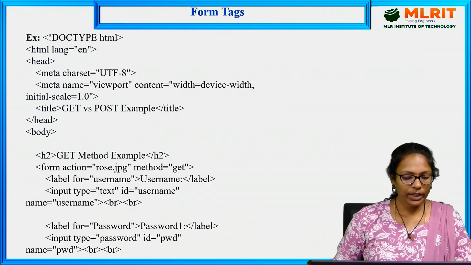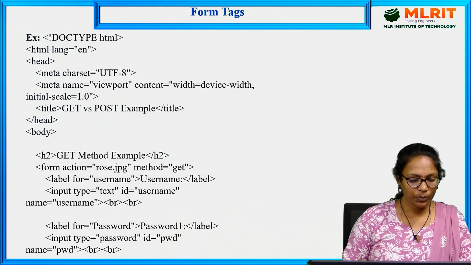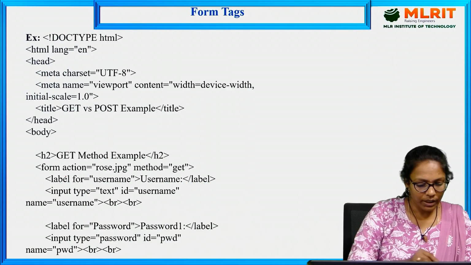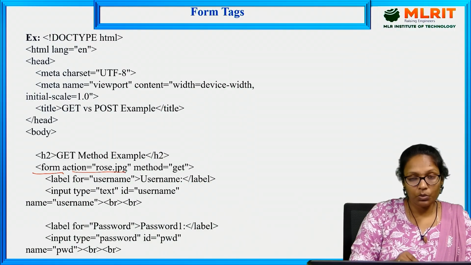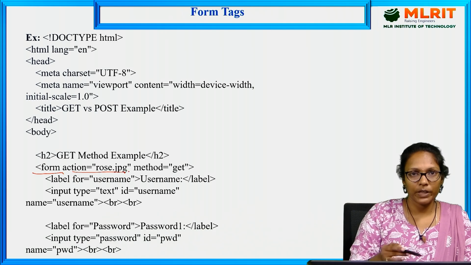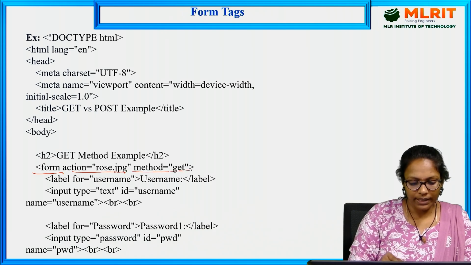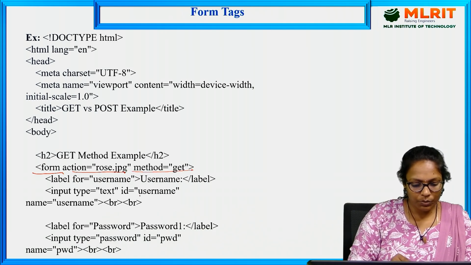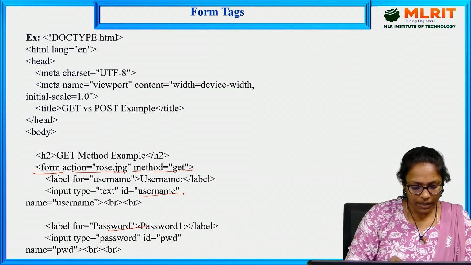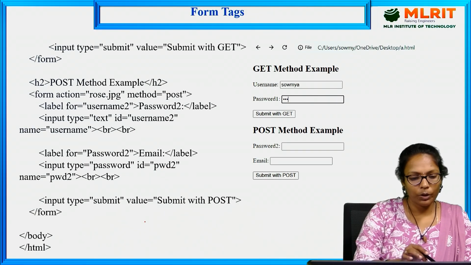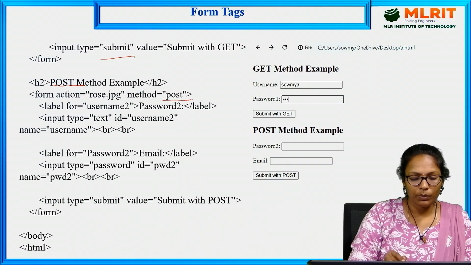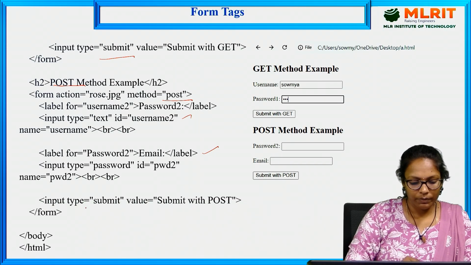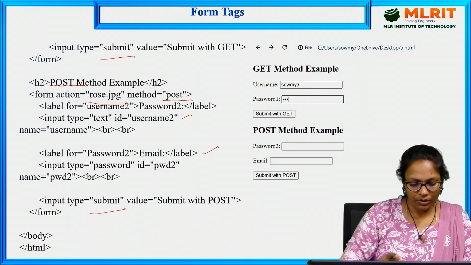So coming to the example for get and post. Here you are creating two forms. In the form, action is equal to rows.jpg, so a rows page will be opened here. The method is get. Here you are asking for the username followed by password followed by a submit button. Also you have post, the same thing, username, password, and if you click on submit, it will go to rows.jpg.